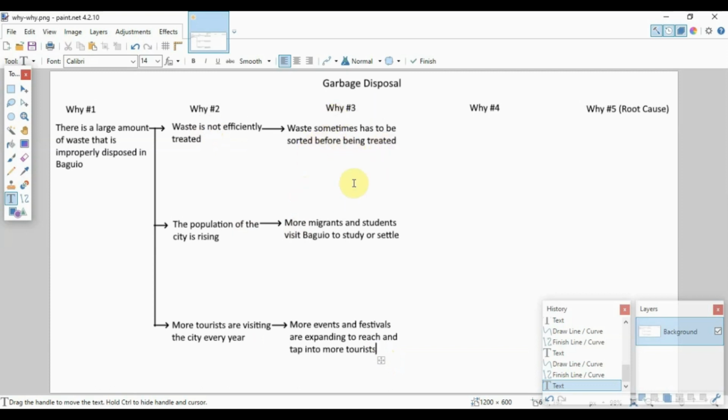So, we now have these three causes as to why there's a larger amount of waste in Baguio. Are we done here? Not yet. We still have two more levels. So let's continue.